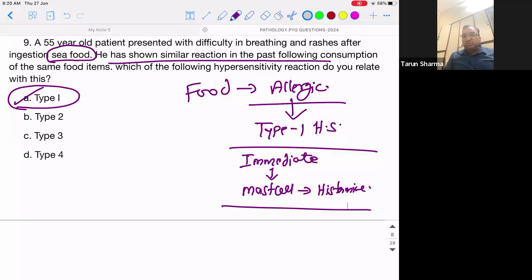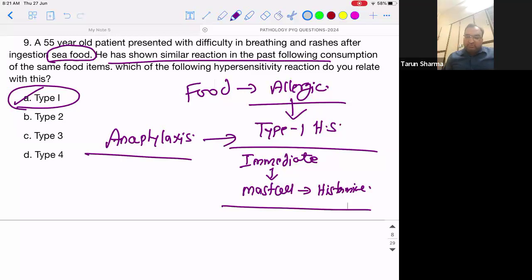Histamine produces bronchospasm, so there will be breathlessness. Histamine can produce rashes, itching, and sudden vasodilation. The patient can go into a shock-like condition, which is called anaphylactic shock also. So anaphylaxis belongs to which category? Type 1 hypersensitivity reaction.